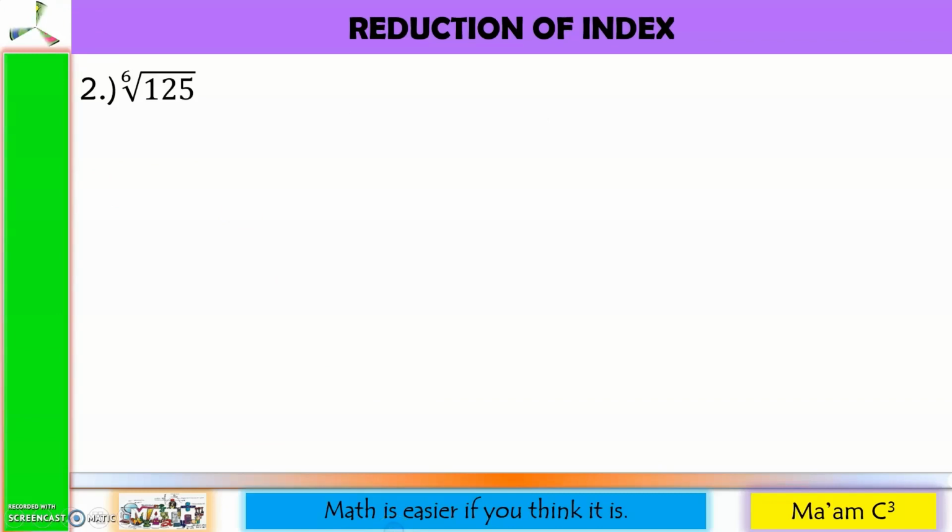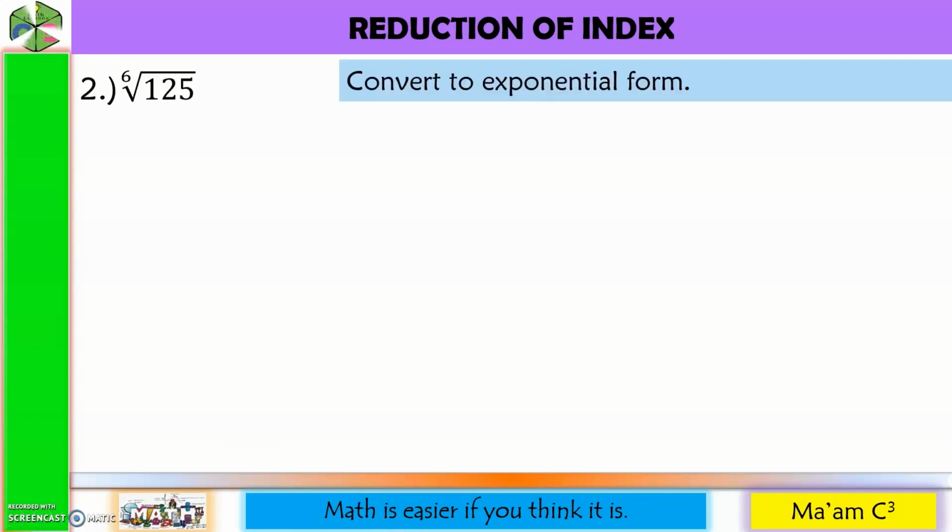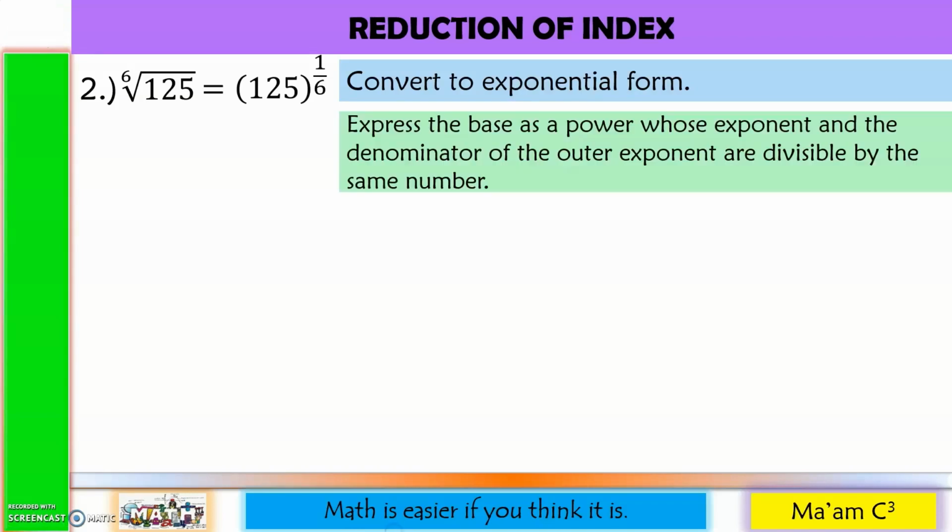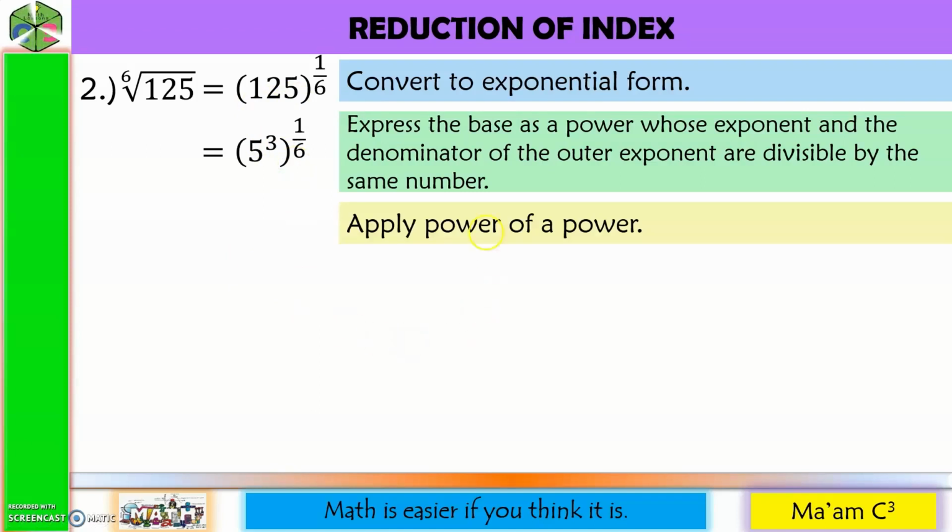Let's have number 2, the 6th root of 125. So again, first step, let's convert this to exponential form. So this is 125 raised to 1 over 6. And then let us express 125 as 5 cubed, since 3 and 6 are both divisible by the same number, which is 3. Let us apply power of a power. So let us multiply the exponents. 3 times 1 is 3, and then copy the denominator 6. So I have 5 raised to 3 over 6.